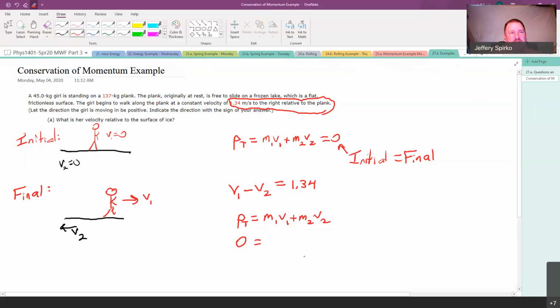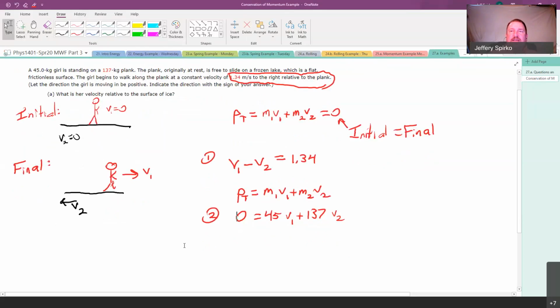And that is 45 v1 plus, what's m2? 137 v2. So now we have two equations, 1 and 2, with two unknowns. And definitely we can solve them using algebra. Now, the typical method to solve two equations and two unknowns is pick an equation, solve for one of the variables, and then plug it into the other equation.